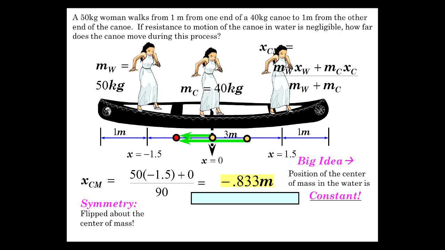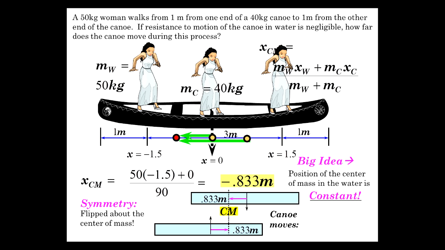So here is the canoe represented with a rectangle, center of mass right here. And it's been shifted 0.833 meters to the left because of the woman. So that's really where the center of mass of the system is. And now we see that as she moves to her final destination, the center of mass is moved from here all the way over to here. And that turns out to be a total distance of 1.67 meters.